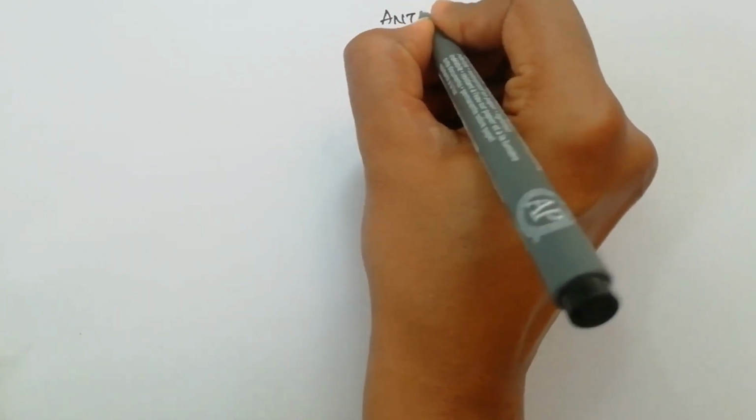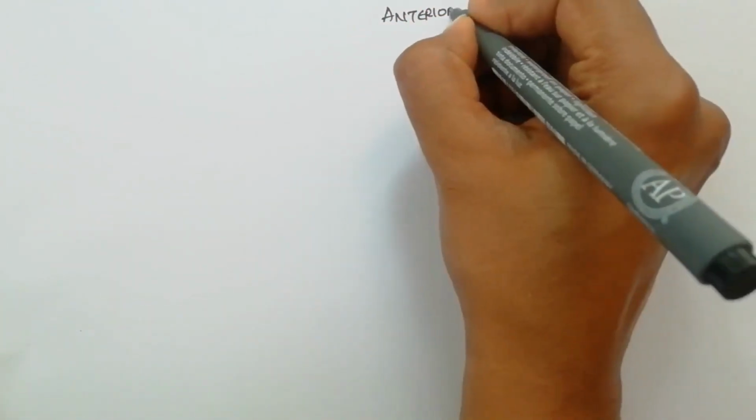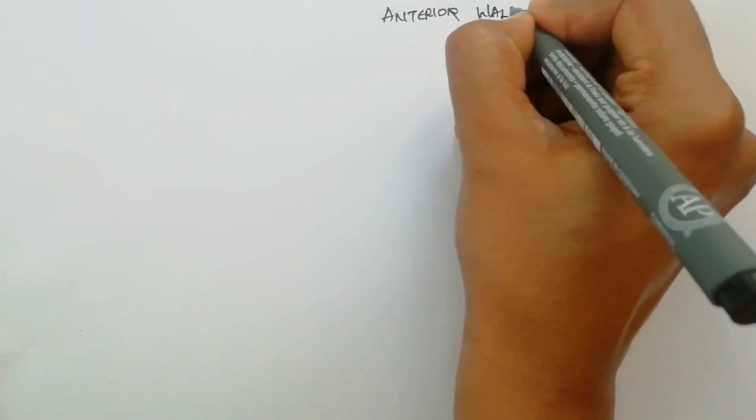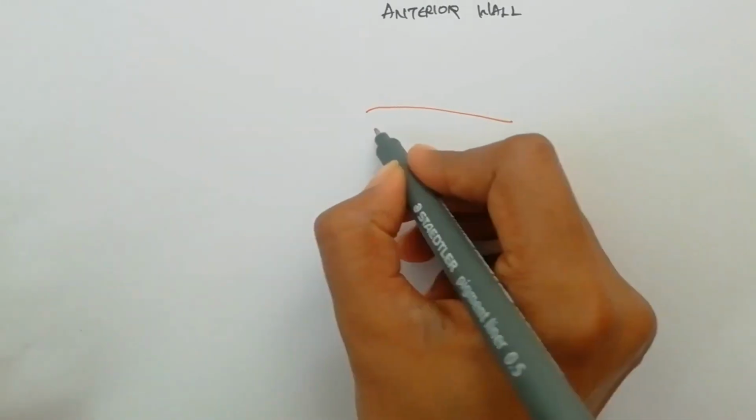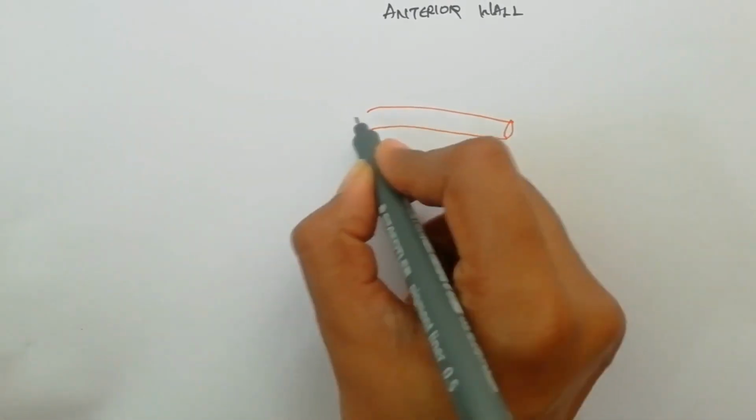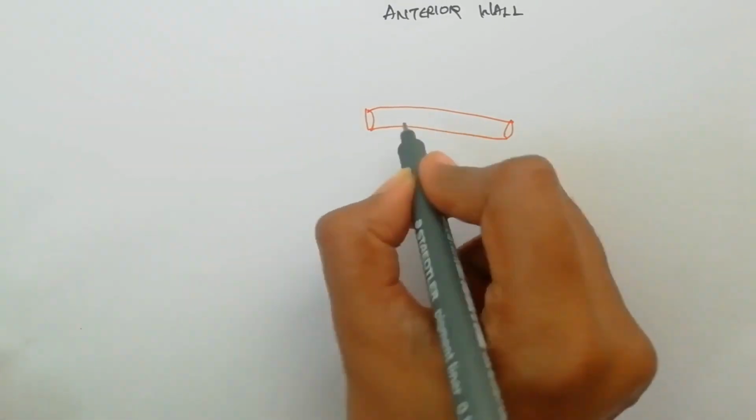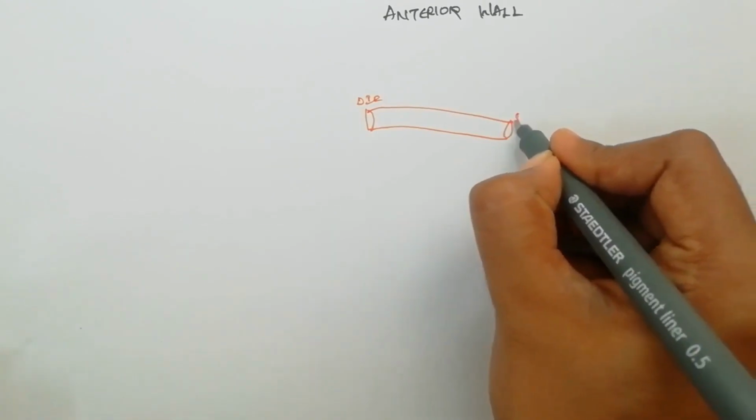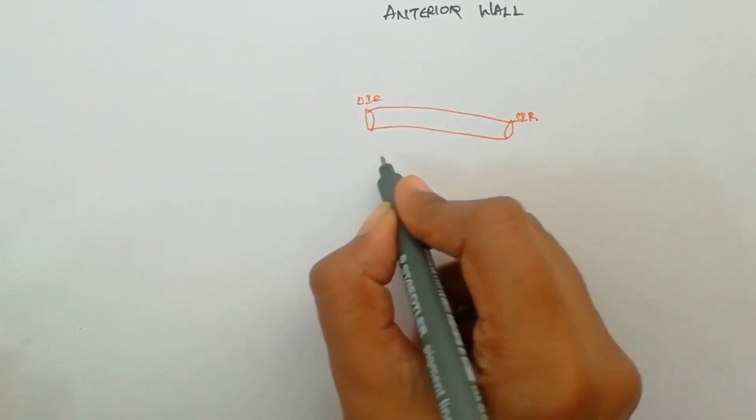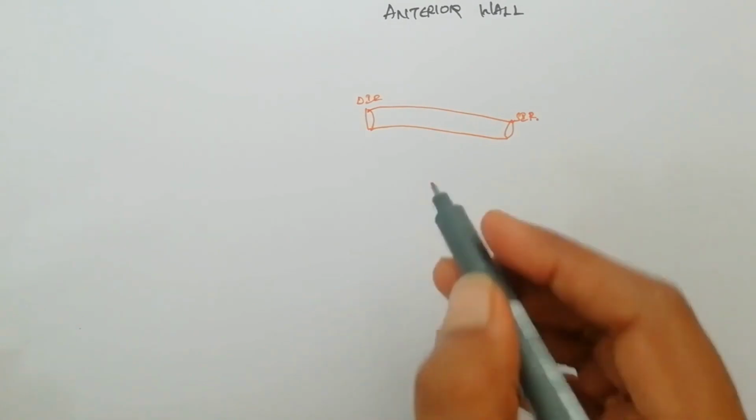So we are going to see about the anterior wall of the inguinal canal. Talking about the anterior wall, we have got our inguinal canal placed, and this is directed forwards and medially. This is the deep inguinal ring, and this is the superficial inguinal ring.